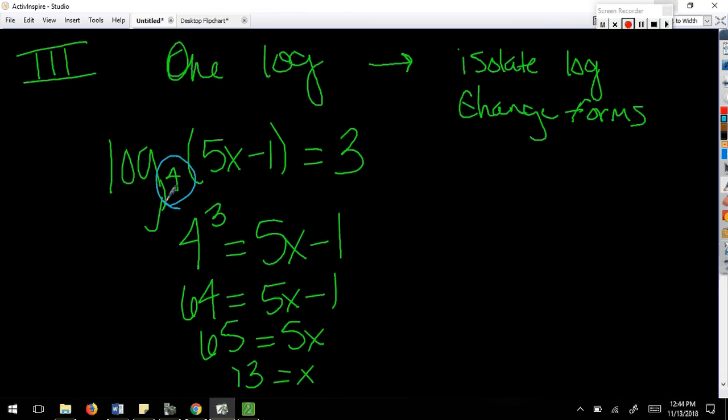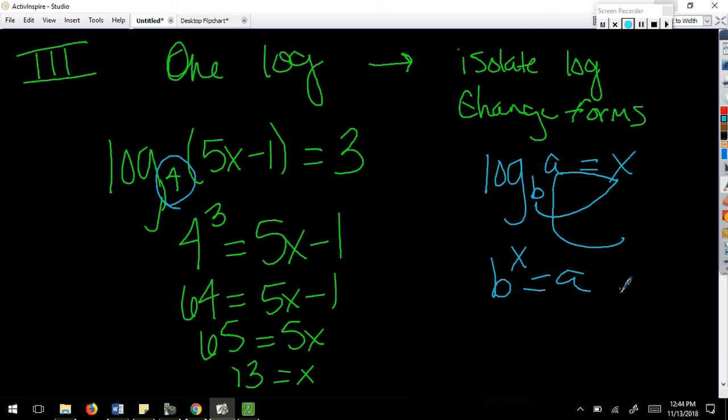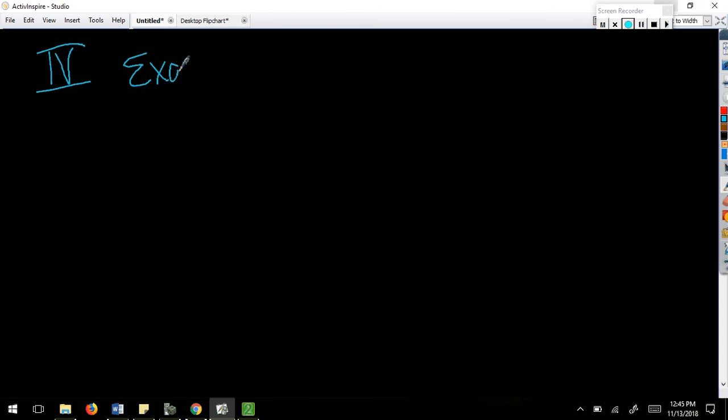Base, so it's, and look, if the log is on the left side, this is a little cutesy thing. If the log is on the left side, the way you change forms from logarithmic to exponential makes an E. Watch. B to the x equals A. B to the x equals A. It looks like a big E. But changing forms, remember I told you at the beginning, it's all going to come back to being able to change forms. All right. Exactly.